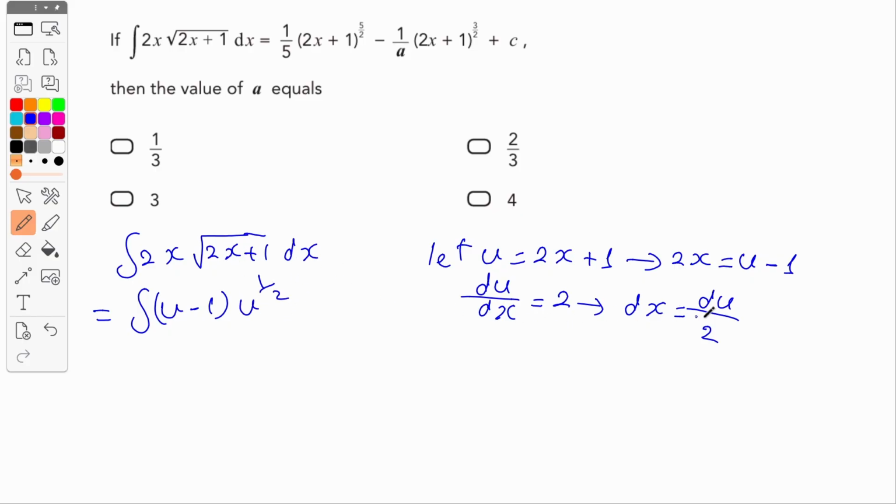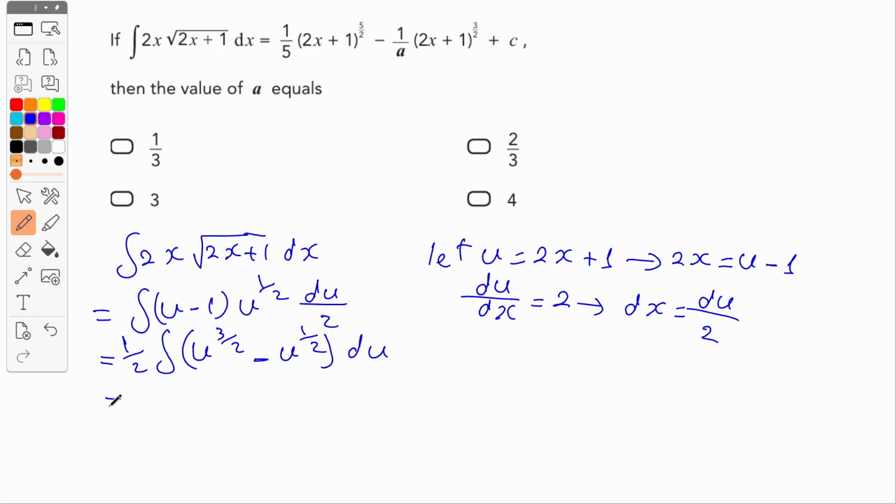Instead of the dx, we write du over 2. So we can take this 2 outside. So it will be half the integral of, just expand the brackets, u times u power of half, that is u power of 3 over 2, by adding the two indices. Here power of 1, power of half, total 3 over 2. Minus 1 times u power of half, that is u power of half du.